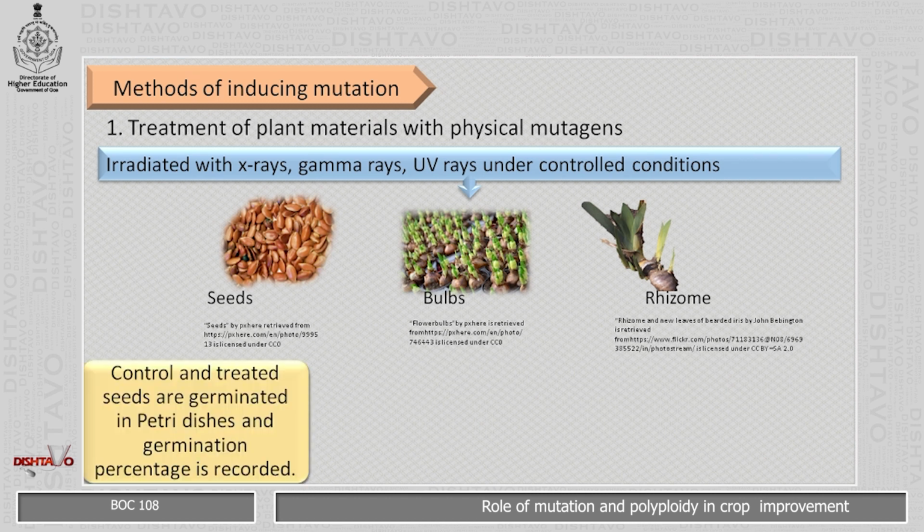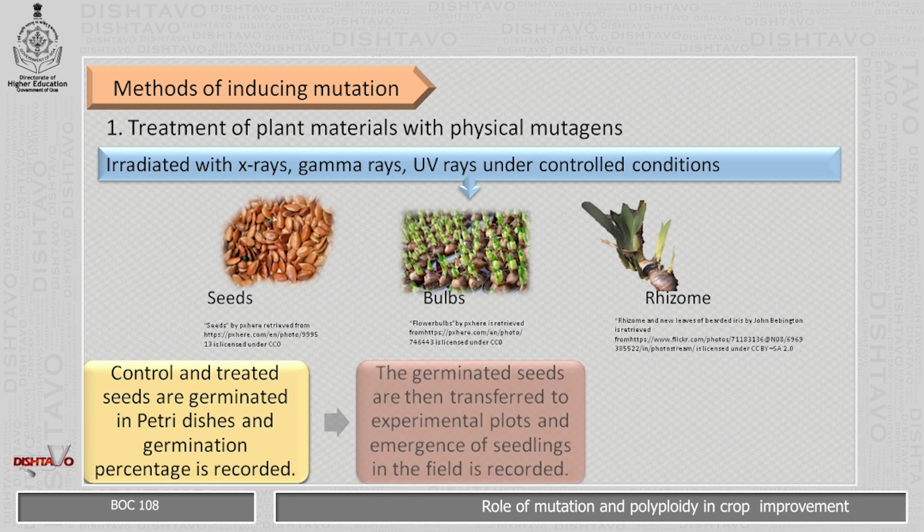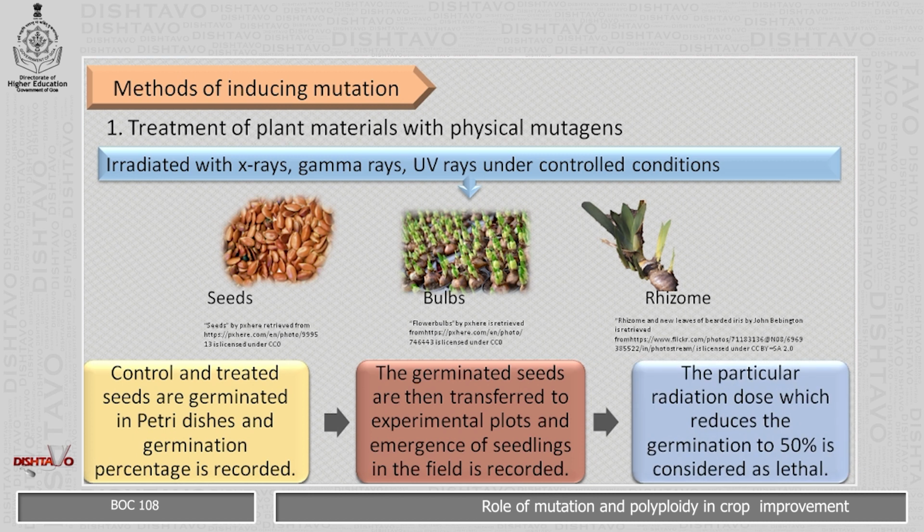The controlled and treated seeds are then germinated in petri dishes and the germination percentage is recorded. After that, the germinated seeds are transferred to experimental plots and the emergence of seedlings in the field is recorded. The particular radiation dose which reduces the germination to 50% is considered as lethal.